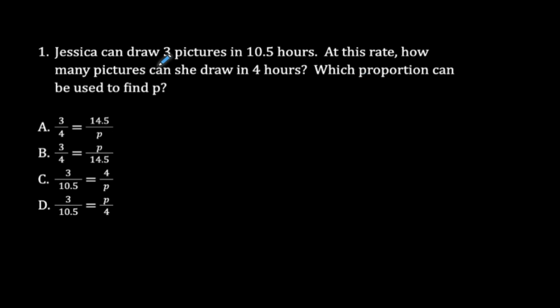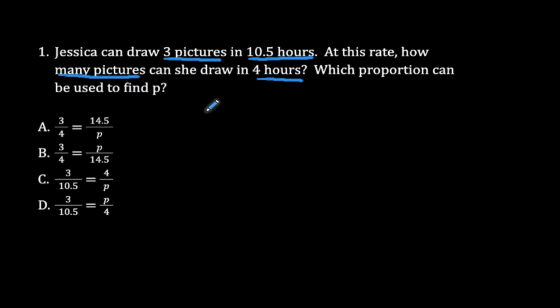So what do I mean by that? Let's take a look at this here. We have 3 pictures in 10.5 hours. So this is telling us how many pictures Jessica can draw in a certain amount of time. And at this rate, how many pictures, so this is what we do not know, can she draw in 4 hours? So what do I mean by setting up a given ratio? This is the given ratio, 3 pictures in 10.5 hours.